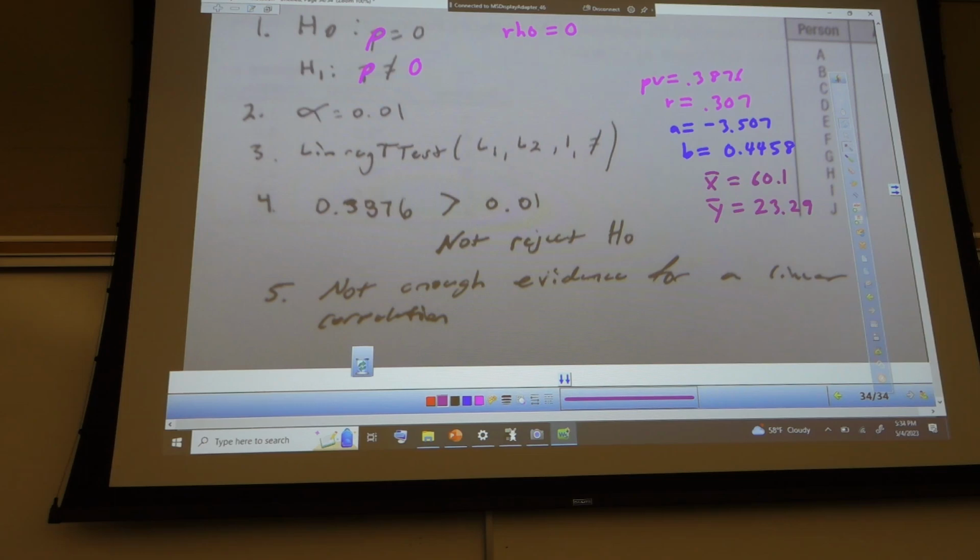Because the p-value is bigger than alpha, we do not reject H naught, so that means there was not enough evidence for a linear correlation between age and network. You've got to write that in, or you lose a point. It's worth writing it down just to get that extra point on the exam. All right, everybody all on board with this? Good, good.